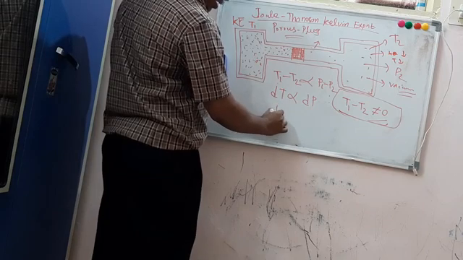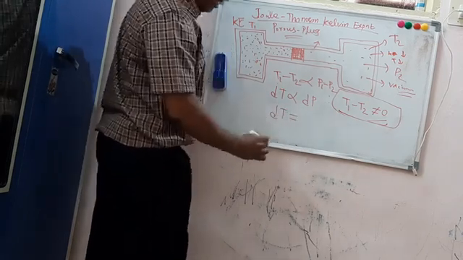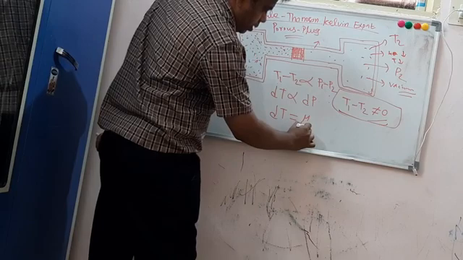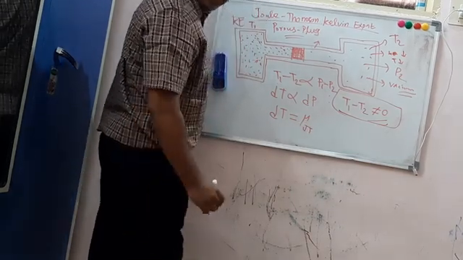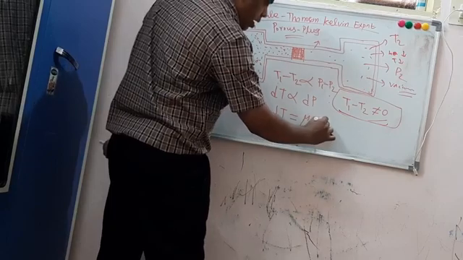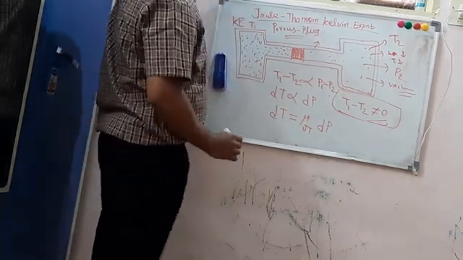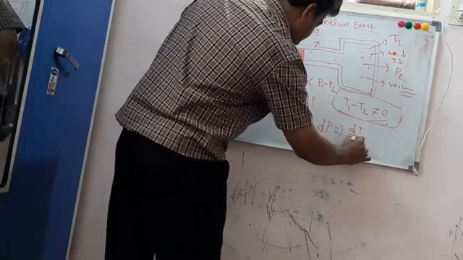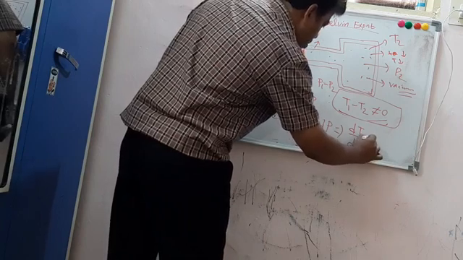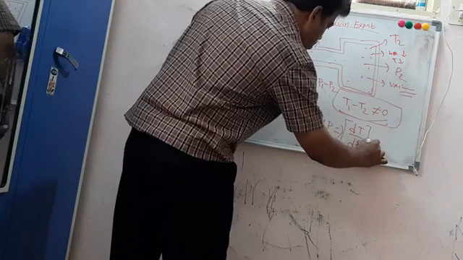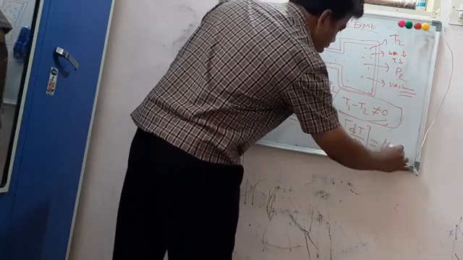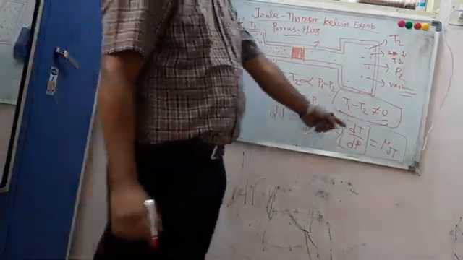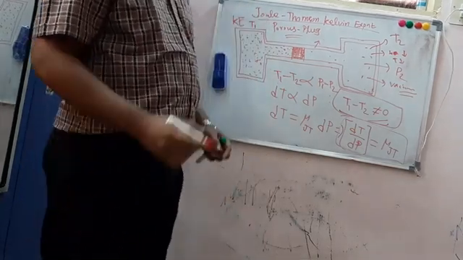And this can be equated by applying the Joule-Thomson coefficient mu, mu suffix JT, into dP. Finally, you can write it like this: dT by dP equal to mu suffix JT, and the ratio is said to be the Joule-Thomson coefficient.